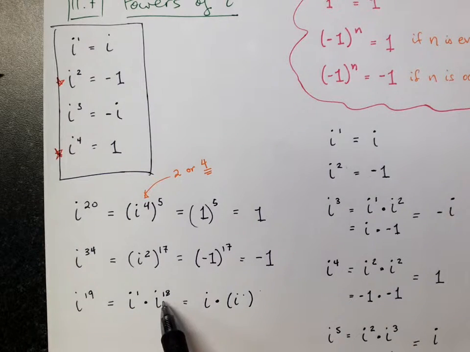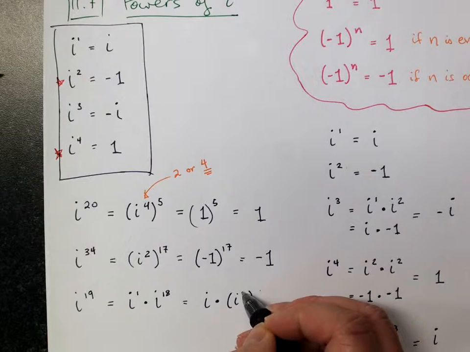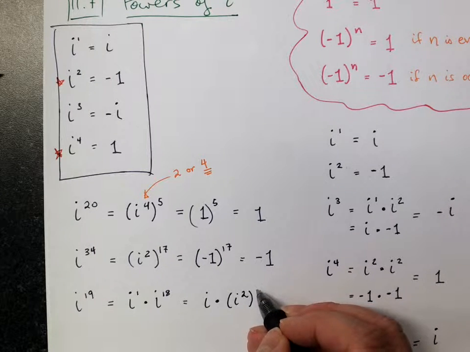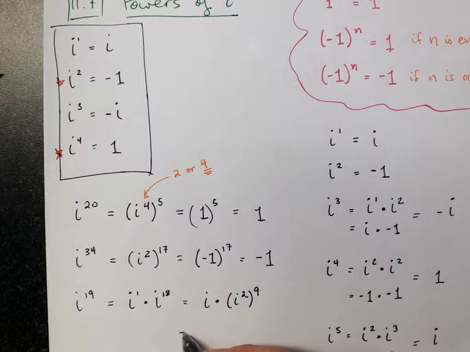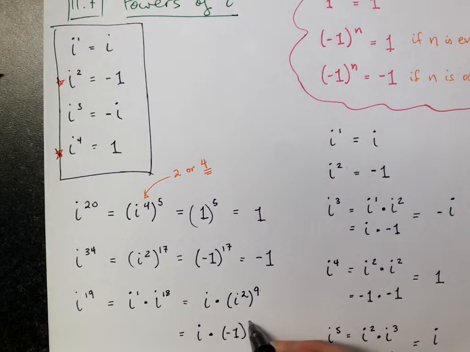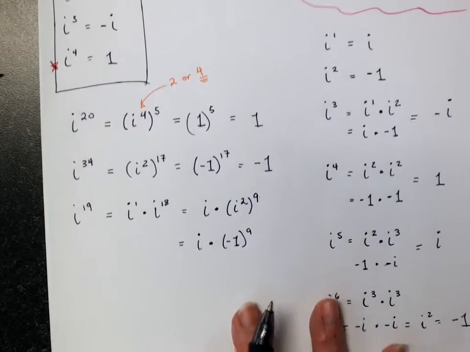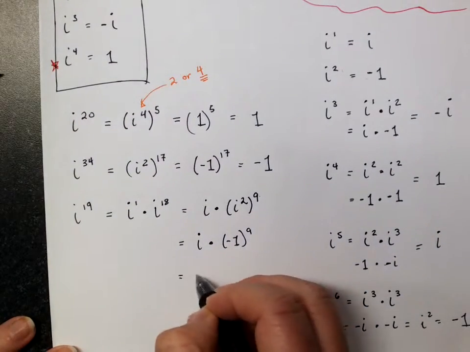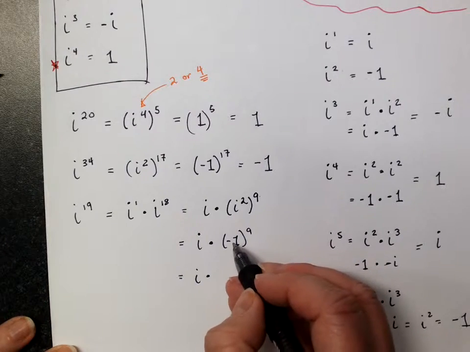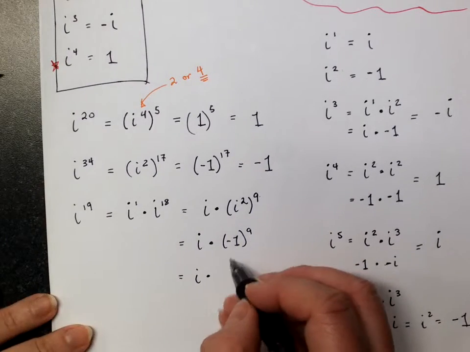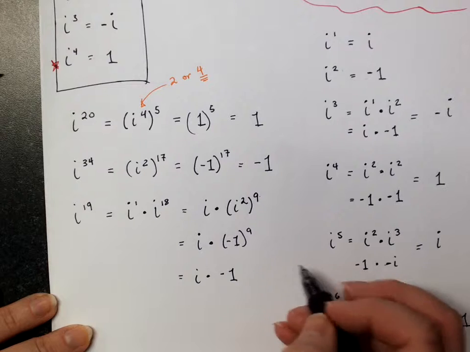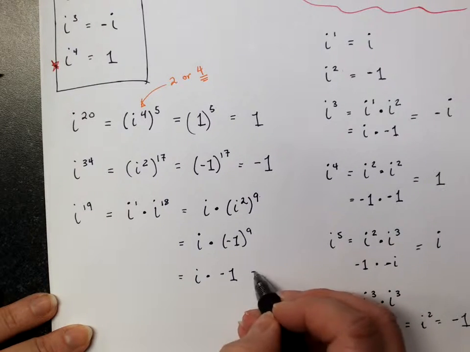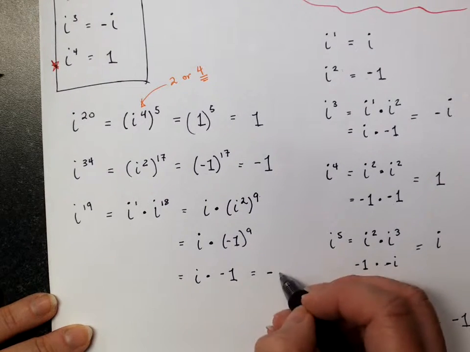Now 18, is that divisible by 4? No. It is even, but not divisible by 4. So what do we put here? A 2. And on the outside we put a 9. So this is equal to i times negative 1 to the 9th power. Because it's negative 1 to an odd exponent, it's still going to be negative 1, which means our answer is, i times negative 1 makes it negative i.